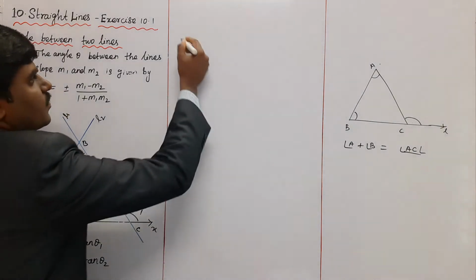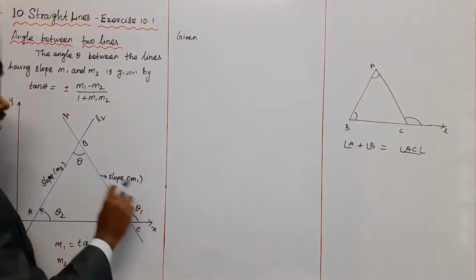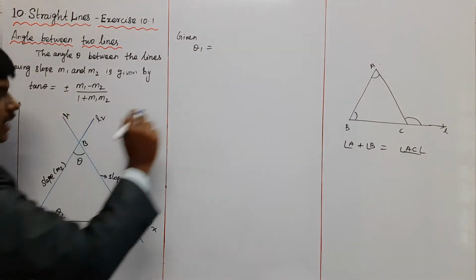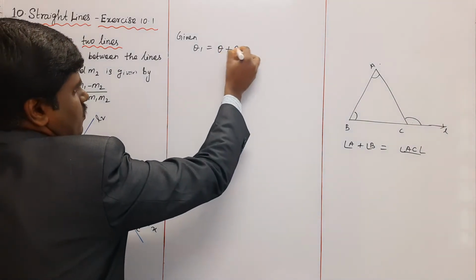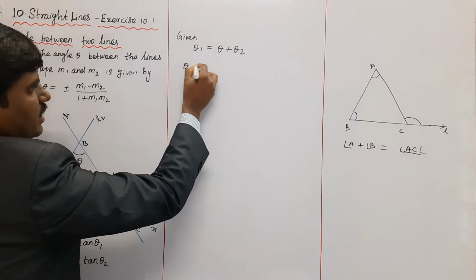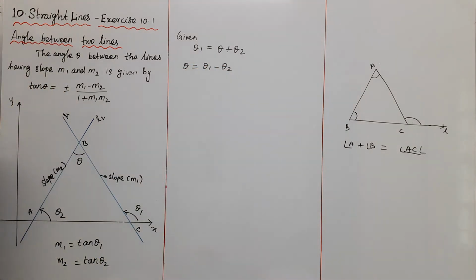What's given? Theta 1 is equal to the exterior angle, which is the sum of the two interior angles, theta plus theta 2. Just subtract theta 2. That means theta is equal to theta 1 minus theta 2. Is that clear? Theta 1 minus theta 2.